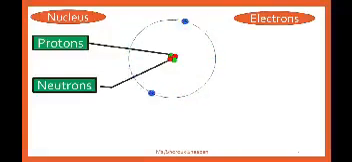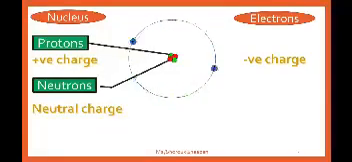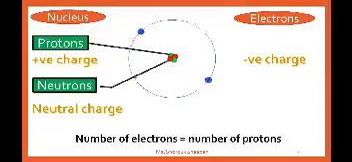Protons, yes, they are positive. Proton, positive. Neutrons, neutral. Electrons are negative. As you can see, inside the nucleus there are positive and neutral, and outside there are negative, which are electrons. Do you think the numbers of protons and electrons are equal or is there a difference between them? Yes, they are equal. The number of protons inside the nucleus is equal to the number of electrons moving around.